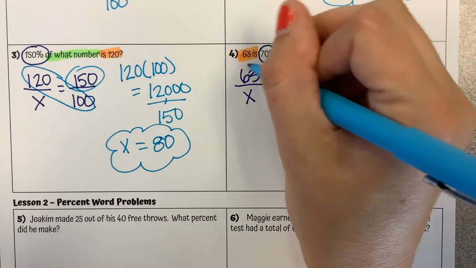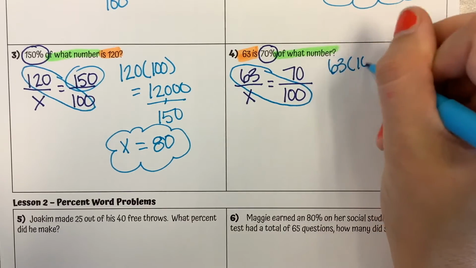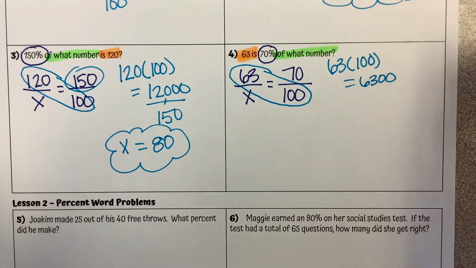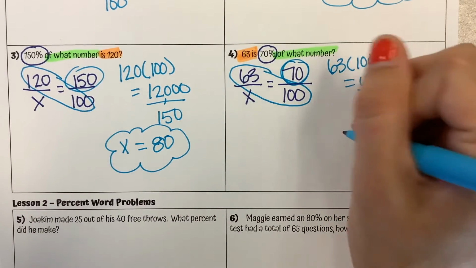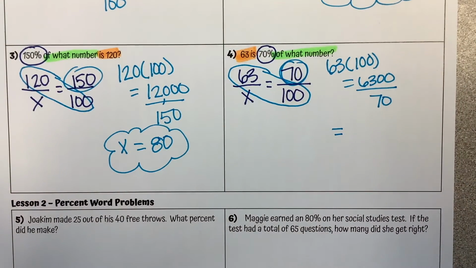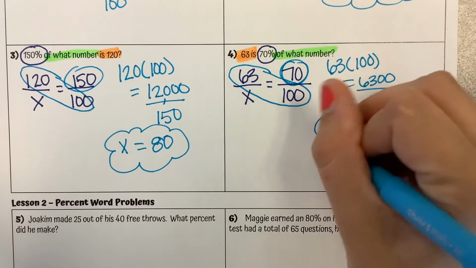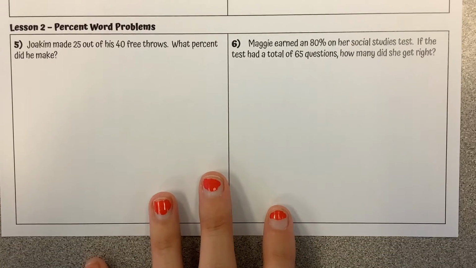Going to solve. Multiply the two numbers in the same diagonal, so 63 times 100 is 6,300. Dividing by the number that's in the same diagonal as the variable. So 6,300 divided by 70 is 90. So those were basic percent problems. Let's look again now at percent word problems.